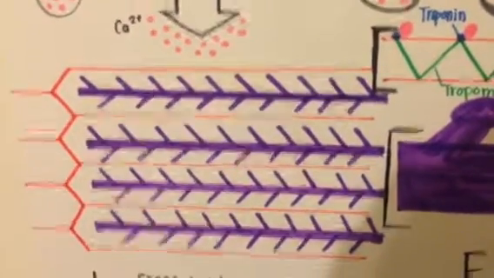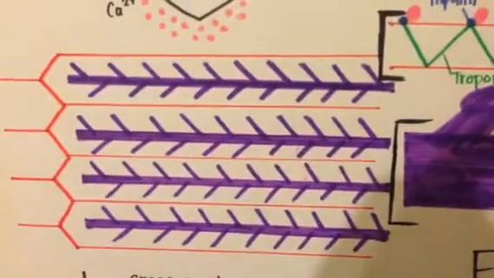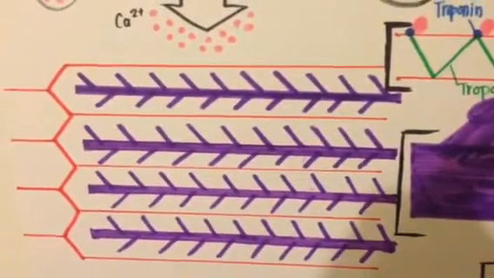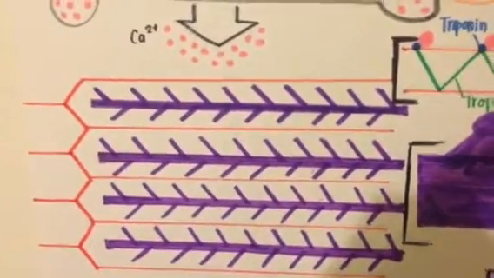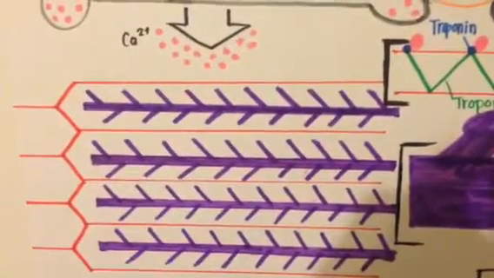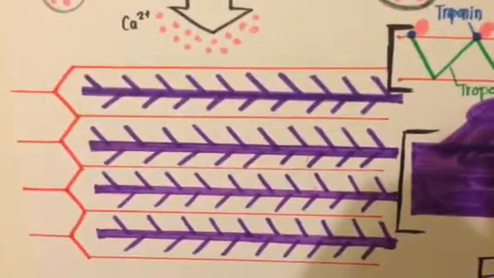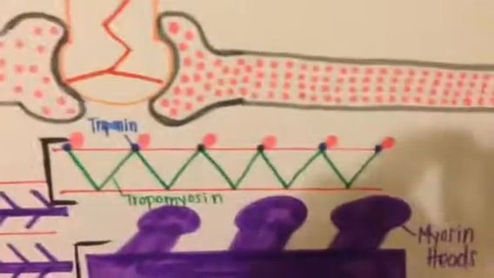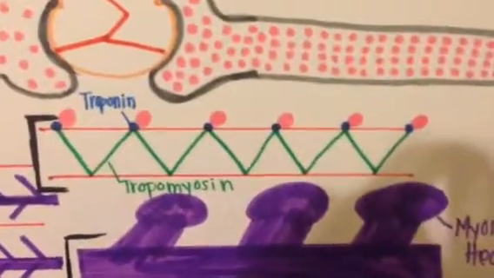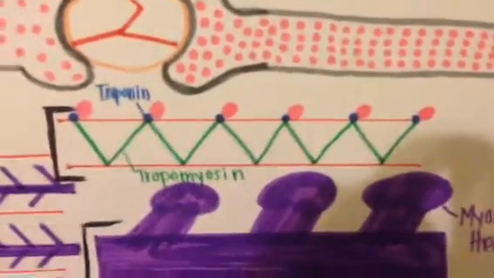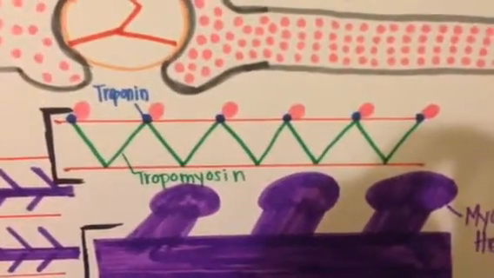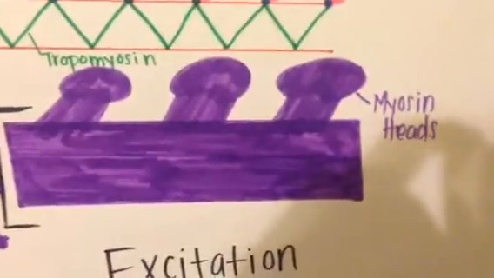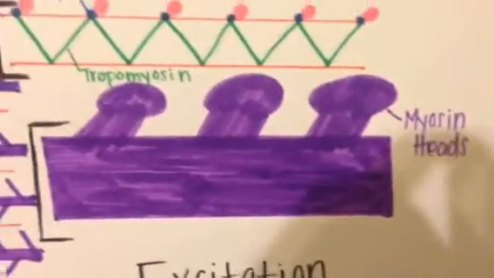We then have the thin filaments and the thick filaments. As we can see, the red is the thin filaments and the purple is the thick filaments. Within the thin filaments, we have actin. Actin has tropomyosin, which is the green, and troponin, which is the blue. We then go down to the thick filaments, where the thick filaments, myosin, contain myosin heads.